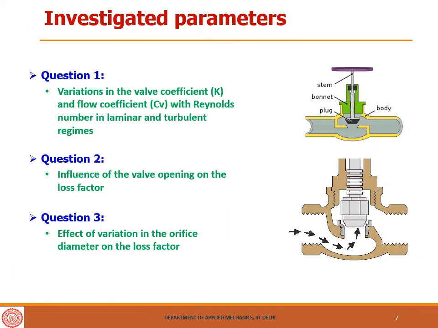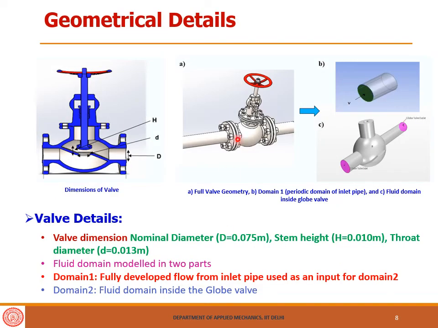So the three main questions which we are trying to explore in this study are: first, how the variation of the loss coefficient and flow coefficient takes place with respect to Reynolds number for a given valve opening. In the second question we are trying to see the influence of valve opening on the loss factor. In the third question we are trying to explore how the changes in the orifice diameter have an impact on the loss factor. So these are the geometric details of the valve.